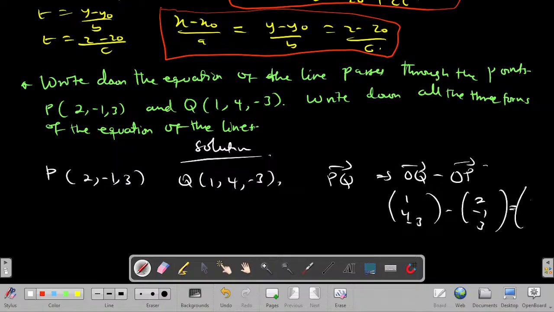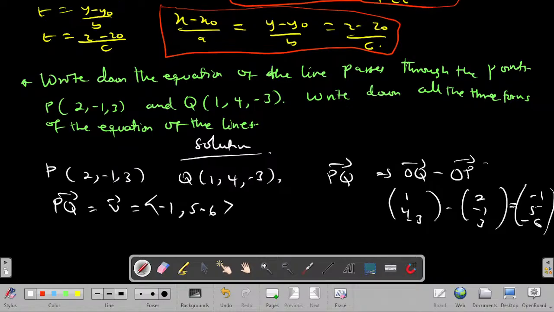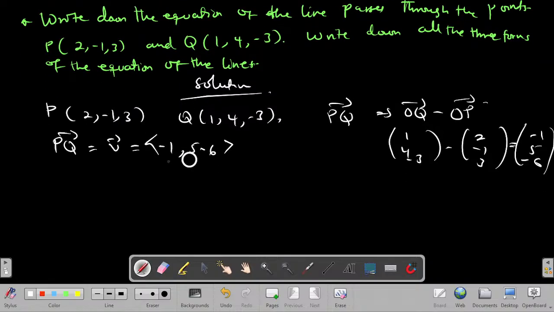And nicely, what am I going to get? 1 minus 2 is negative 1. 4 minus negative 1 is 5. Negative 3 minus 3 is negative 6. Therefore, my direction vector PQ, which is also equal to my V, is given as negative 1, 5, negative 6, enclosed with angle brackets because it's now a vector. Once you get your direction vector, you only take one of the points and you find your equation.